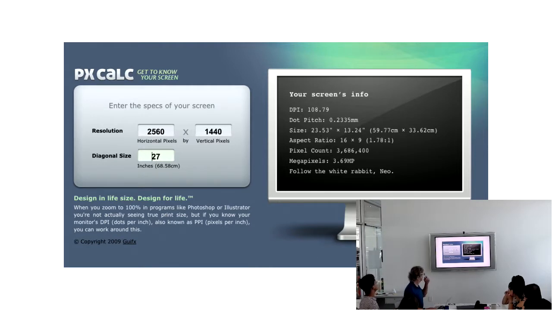There are some nice tools that you can use where you just put in the number of pixels, put in the diagonal size, and it will spit out essentially all the math for you, which makes it nice and convenient.